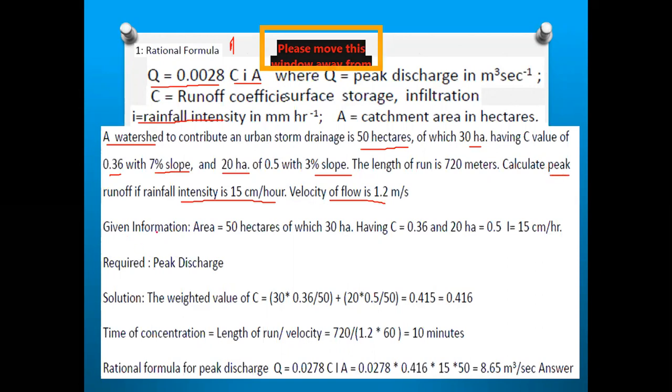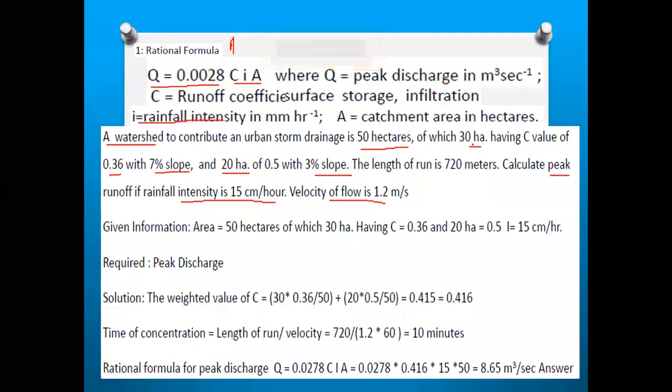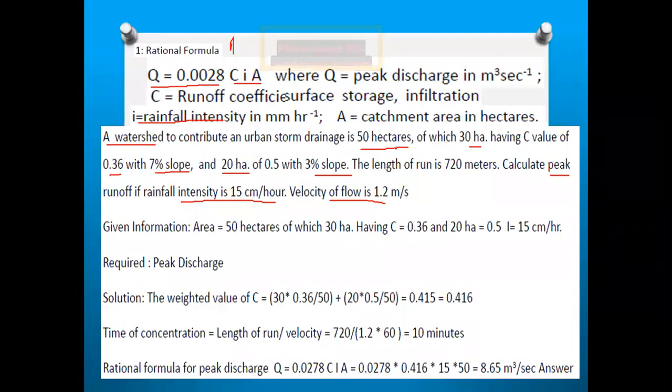Now, the given information: the area is 50 hectares, of which 30 hectares have C equal to 0.36, and 20 hectares have C equal to 0.5 with a 3% slope. The length is given. What is I here? I is equal to 15 centimeter per hour. Now what do we have to find? We have to find the peak discharge.